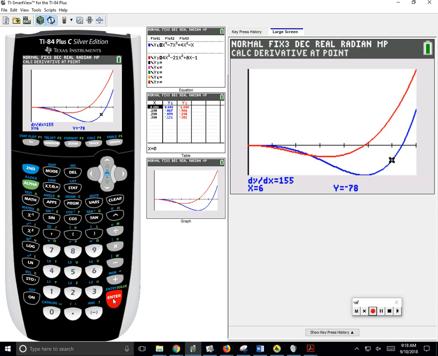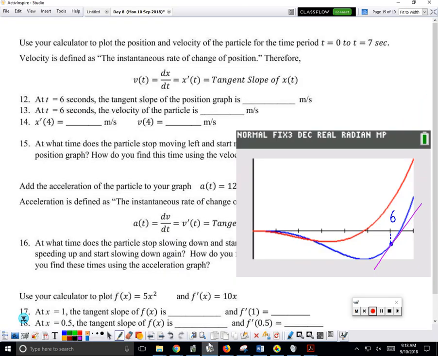That's interesting. So, which one's yours? You forgot the ring steps. So you're grabbing this thing slightly different. That's why it's your graph. Anybody else? Cool. So back to here. So the tangent slope of the position graph is 155.